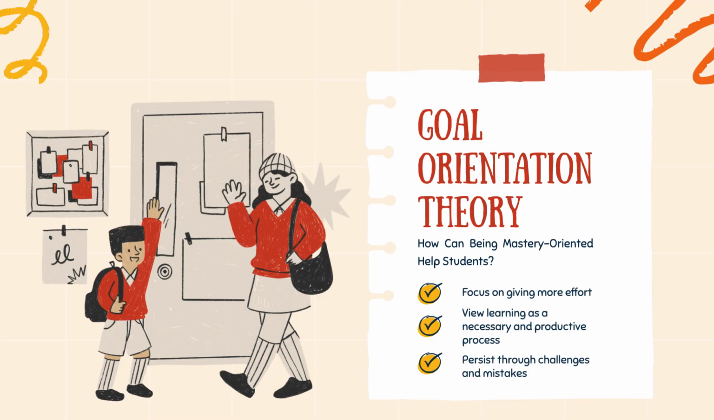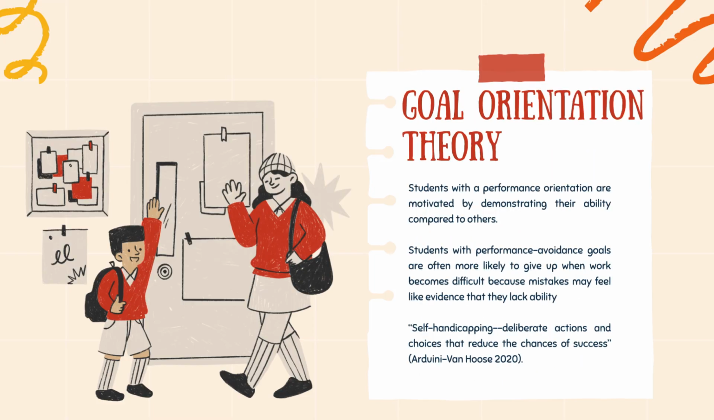Now, on the contrary, students with a performance orientation are motivated by demonstrating their ability compared to others. Students with performance avoidance goals are more likely to give up when work becomes difficult because mistakes may feel like evidence that they lack ability.